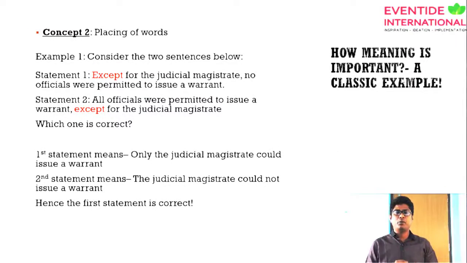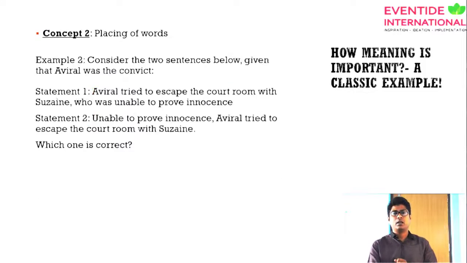In this example, we learned that a single word, when placed at two different places in a single sentence, can actually change the meaning of the sentence. But what about clauses? GMAT can play with clauses to change the meaning of a sentence. To understand this concept, we will take another example. Read through the statements 1 and 2 and try to find out which one is the correct one.